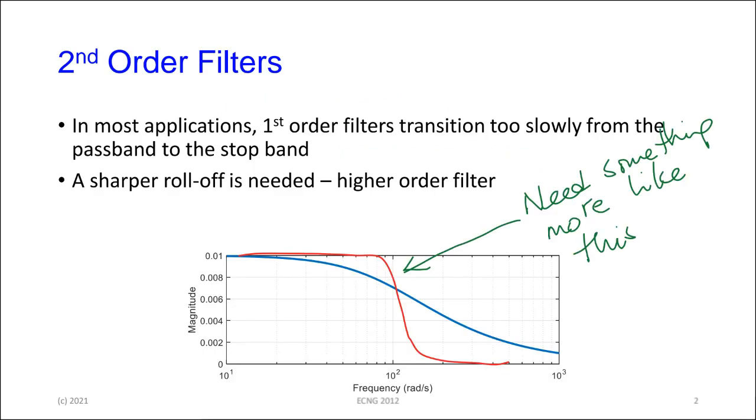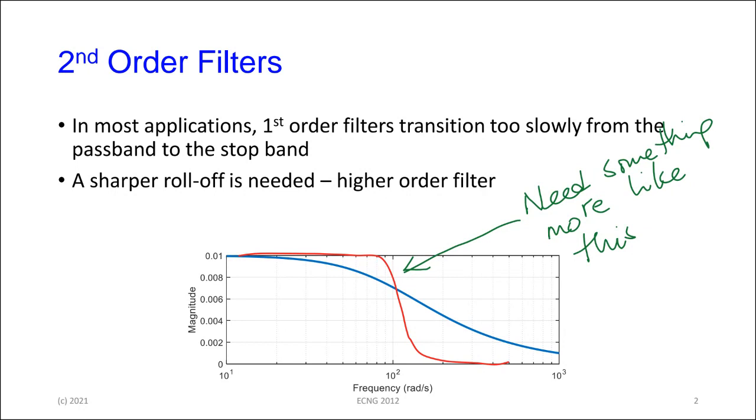So continuing along that vein, in many applications, and probably in most applications, the first order filter changes too slowly from the pass band to the stop band. Remember that terminology. The pass band is the set of frequencies below the cutoff that the low pass filter, well, I'm talking about a low pass filter in this case, allows to get through. And then the stop band is where it stops everything. The high pass filter, of course, is the flip around.